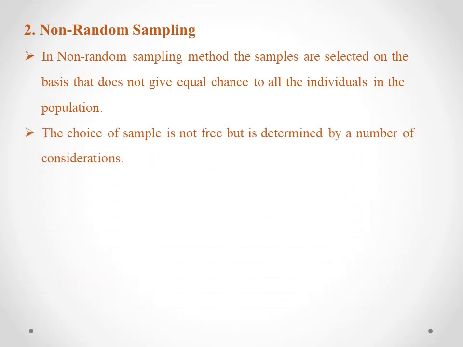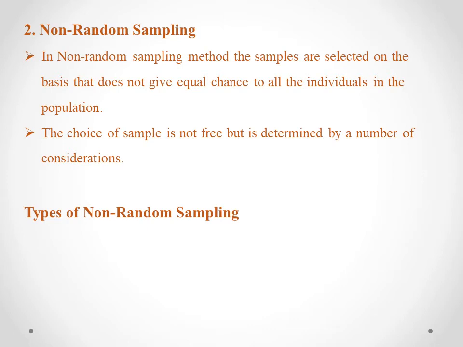Next one is the non-random sampling method. In this non-random sampling method, the samples are selected on a basis that does not give equal chance to all the individuals in the population. So it is biased. The choice of the sample is not free but is determined by a number of considerations. It is predetermined.